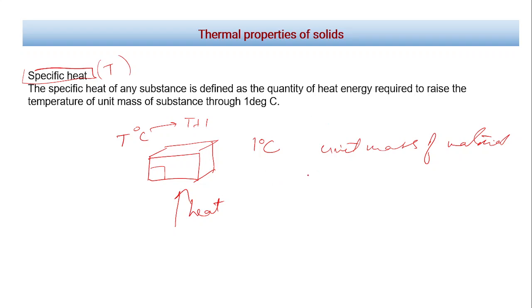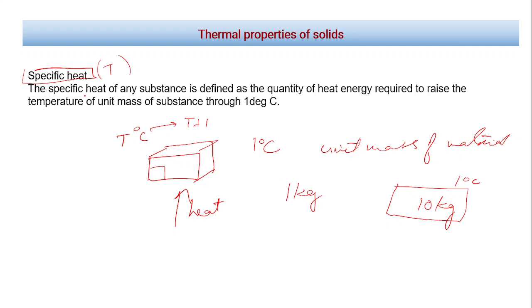So that means if I have 1 kg of some sample and the amount of energy required to raise its temperature by 1 degree centigrade is something, then if I have 10 kg of the same sample, the amount of energy required to increase its temperature again by 1 degree centigrade will be more because the mass is more, the amount is more.